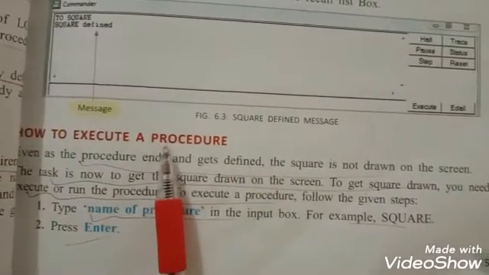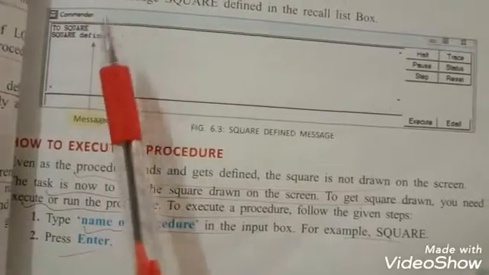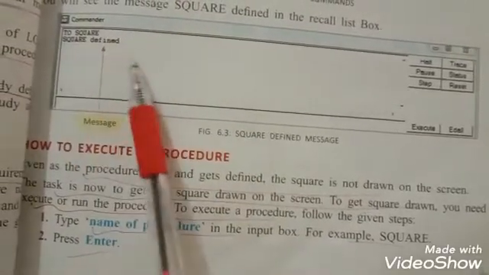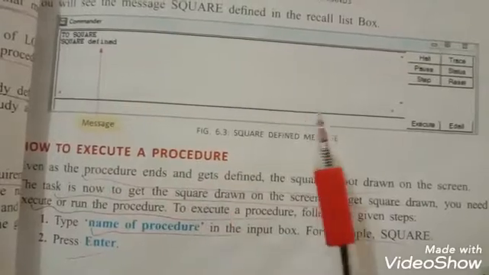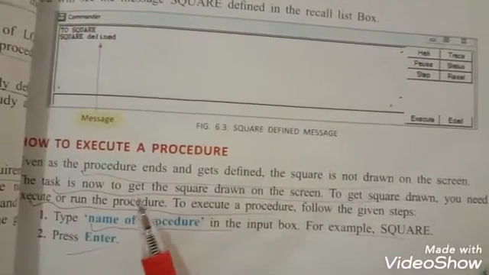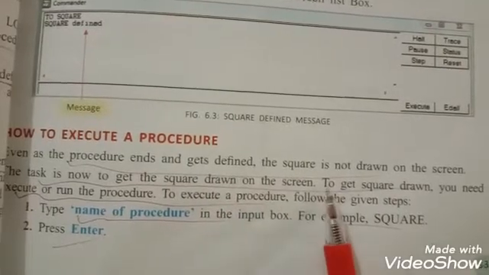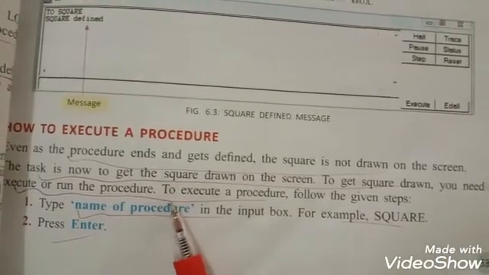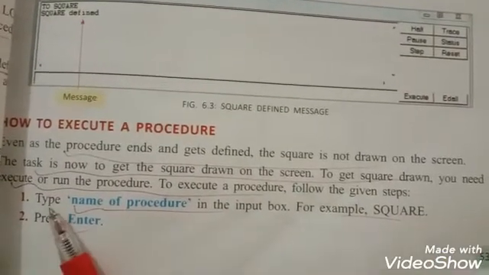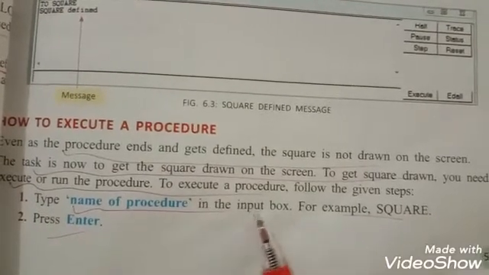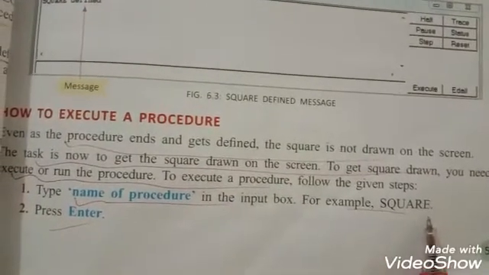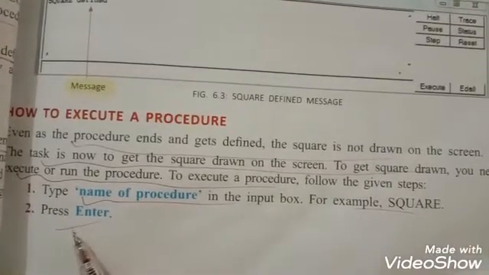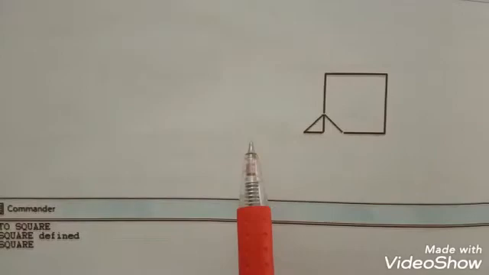How to execute a procedure? Even though the program ends and gets defined, the square is not run on the screen. The task is now to get the square run on the screen. To get the square run, you need to execute or run the procedure. To execute a procedure, follow the given steps. First one is type the name of the procedure in the input box. For example, type square in the input box and press enter key. After pressing enter key, the square will get drawn on the screen.